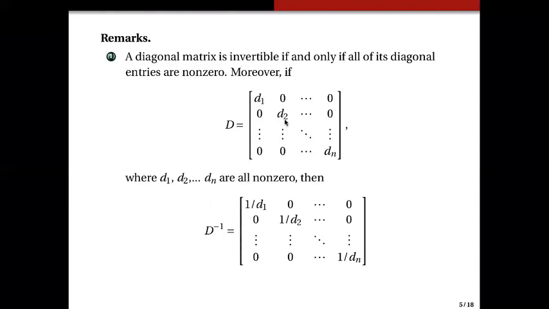The second entry of the diagonal matrix D is D2, again non-zero. So in the inverse, we get the reciprocal 1 over D2, and so on and so forth until the last entry of the diagonal matrix D, which is Dn. So in the inverse, we have 1 over Dn. And again, all the other entries are 0 for the diagonal matrix.